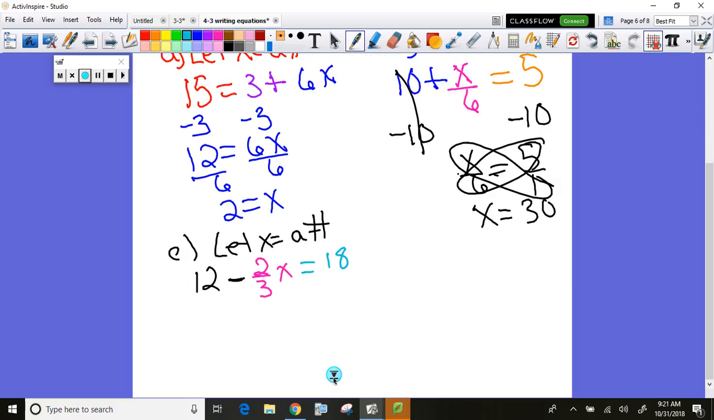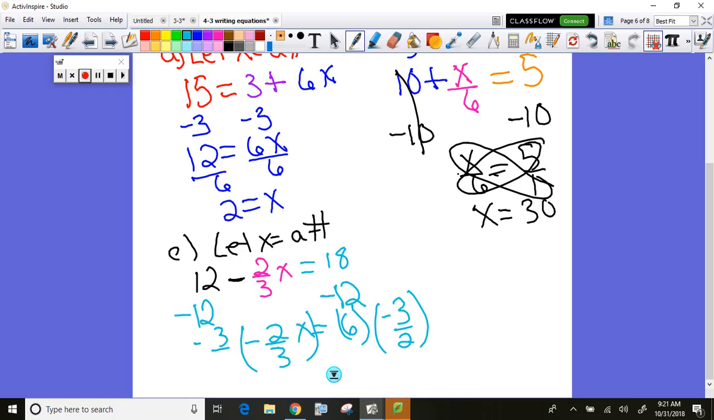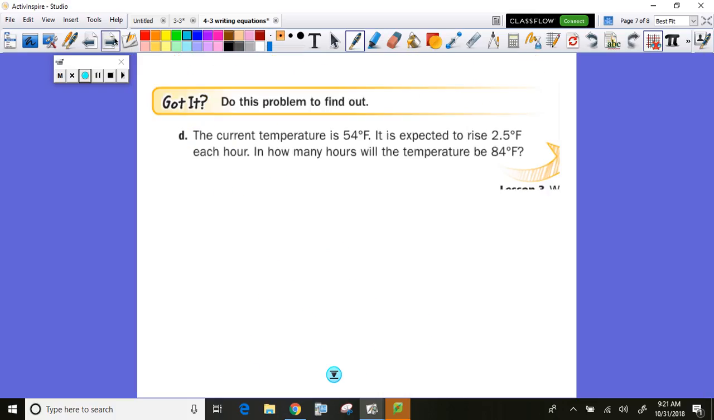You solve this one. This 12 is positive, so the opposite is minus. So I subtract 12. I get negative 2/3 x equals 6. To eliminate a fraction, remember we multiply both sides by the reciprocal. That gives me x equals negative 9. Remember, you can pause these if I'm going too fast and rewind.